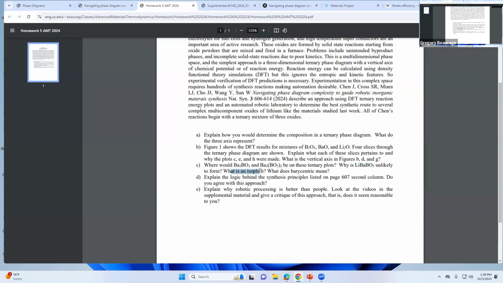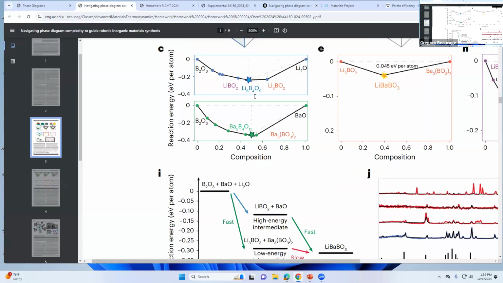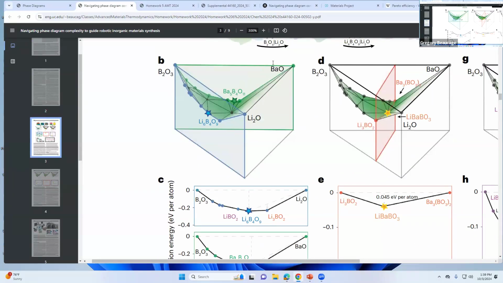So isopleth is holding the composition of one of the components constant. These slices are isopleths. Like all these slices are isopleths through the ternary phase diagram.